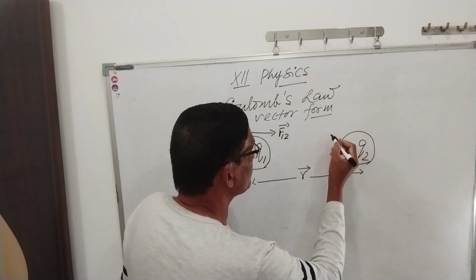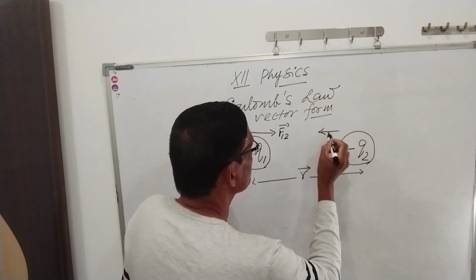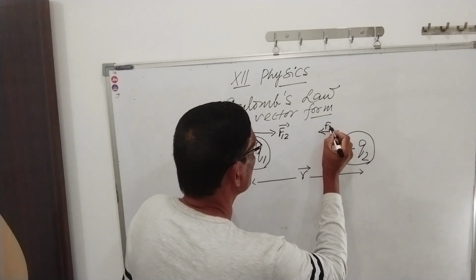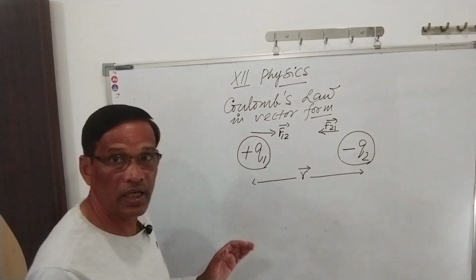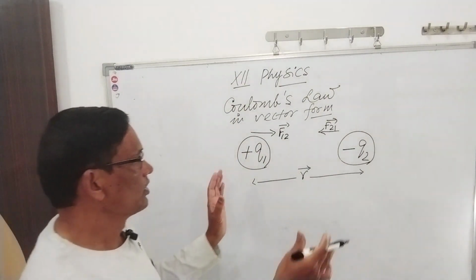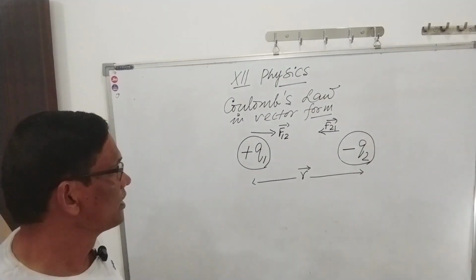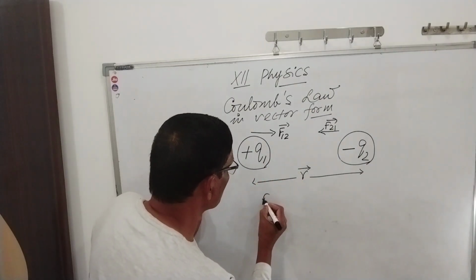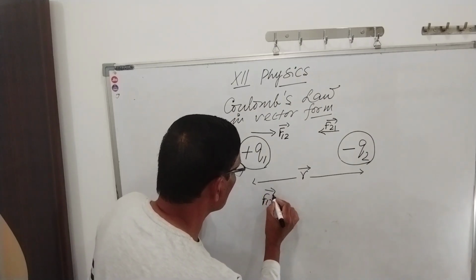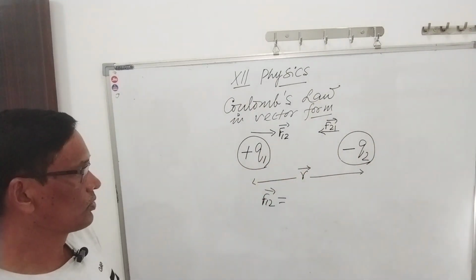And force on 2 due to 1 will be in this direction. They are attractive in nature. So both the charges will attract each other now. Right? So what will we be writing here again, you look at force on 1 due to 2.